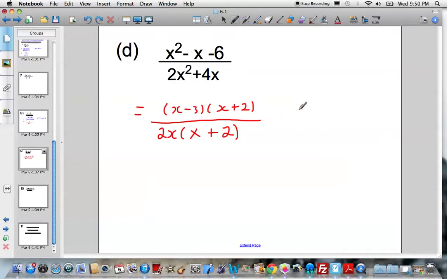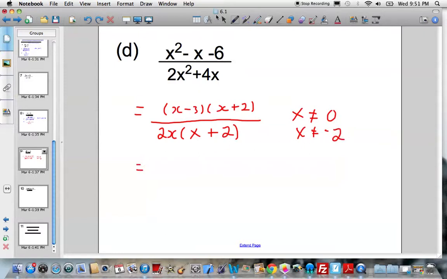My non-permissible values. This one always throws people for a loop. My non-permissible values here, I got to be careful of this 2x. If x is equal to 0 here, then that entire thing is going to be 0, so x can't be 0. So make sure if you got just an x or 2x or a 5x, whatever x outside, that's going to be a non-permissible value of 0. Anytime you don't have the c term of your quadratic on the bottom, the plus a number, the constant, then you're going to have a non-permissible value of 0. And this guy itself is just going to be x cannot equal negative 2.